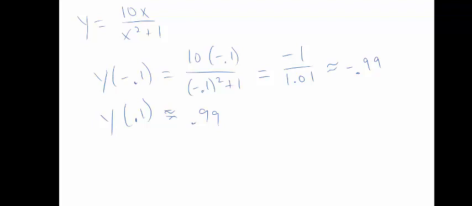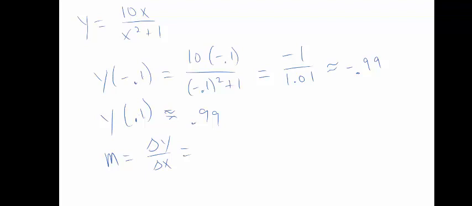Then they want us to use these calculations to approximate the slope of y when x equals 0. All right. Well, 0 is perfectly in between negative 0.1 and positive 0.1. So if you imagine a secant line connecting these two very close by points, we just have to find the slope, which is delta y over delta x, of that secant line.